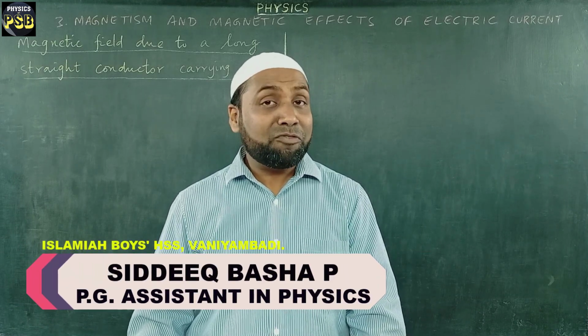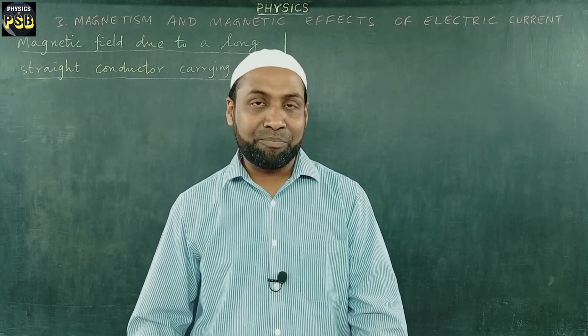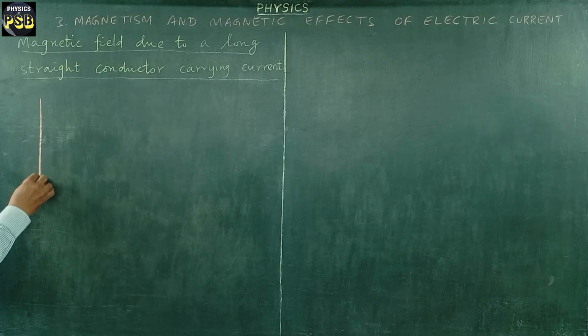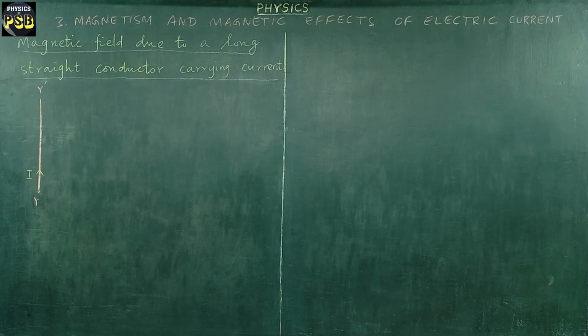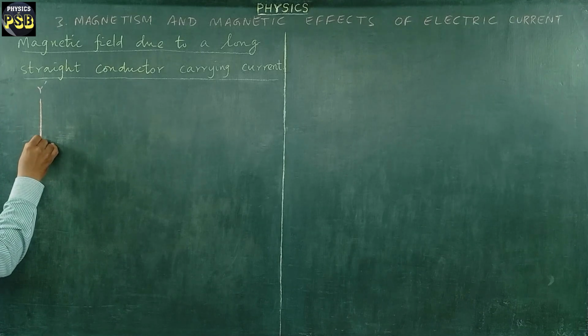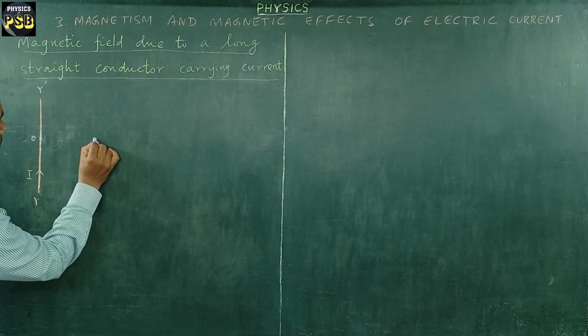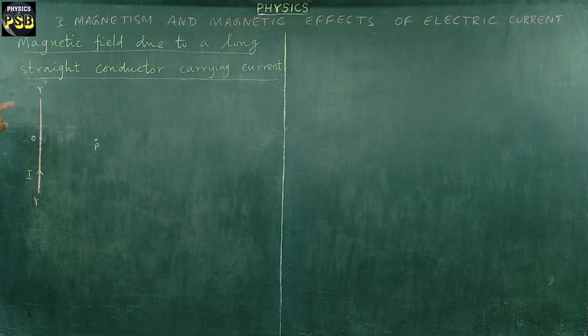We know a current carrying conductor produces a magnetic field around it. In this video, we will get the expression for the magnetic field due to a straight infinite long current carrying conductor. For that, I consider this one as a straight conductor named Y Y dash, having infinite length, through which current I flows in this direction. Now, I take a point O at the center of this conductor, then I connect this point O to a point P where I am going to find the magnetic field produced due to the flow of current through this conductor.